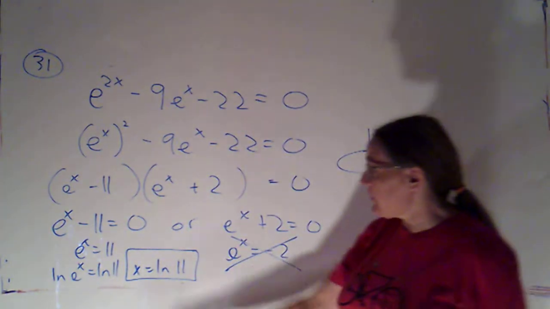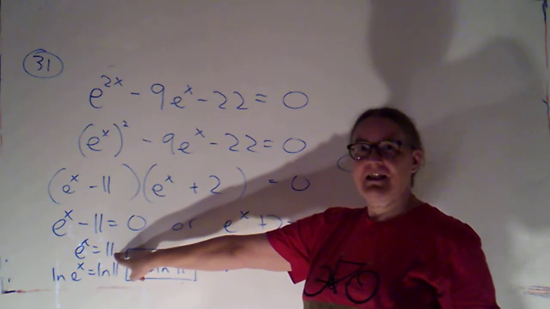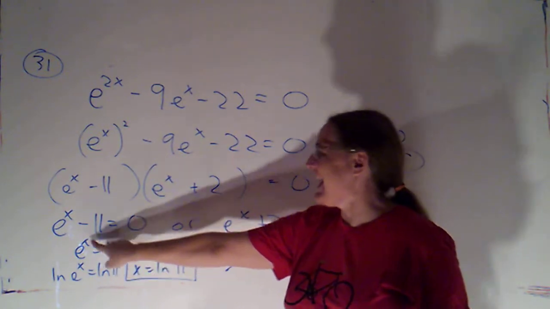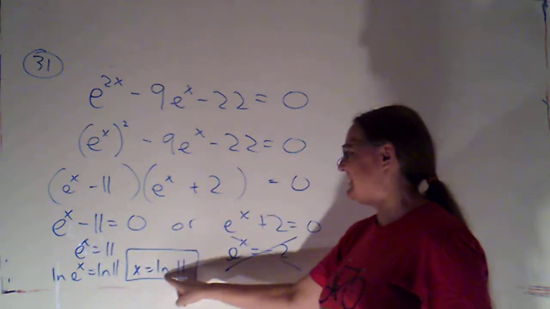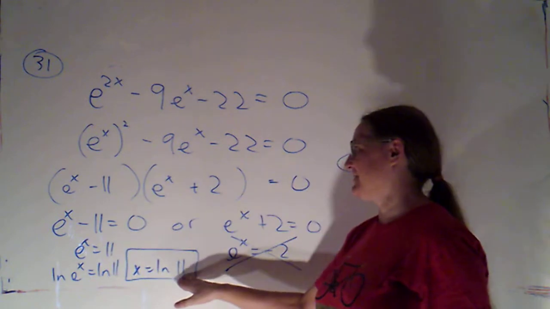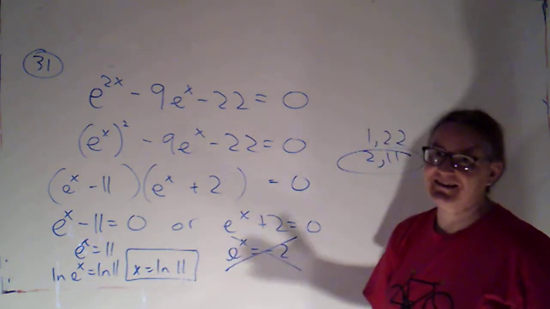I could also go right to here because if I rewrote that in log form, it would simply say that x is the exponent I need when e is the base to get 11. So that, rewritten as a log equation, is my answer.